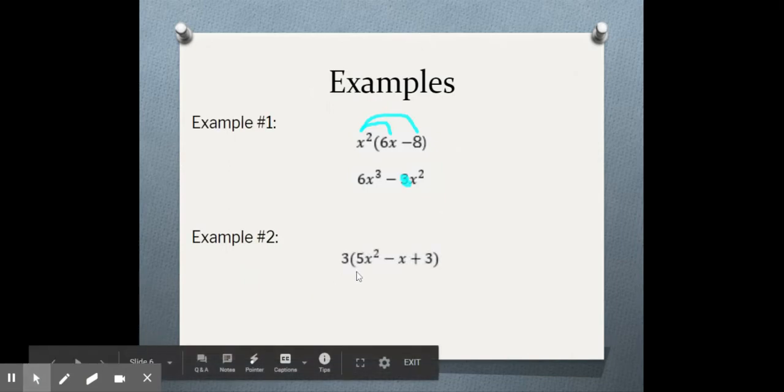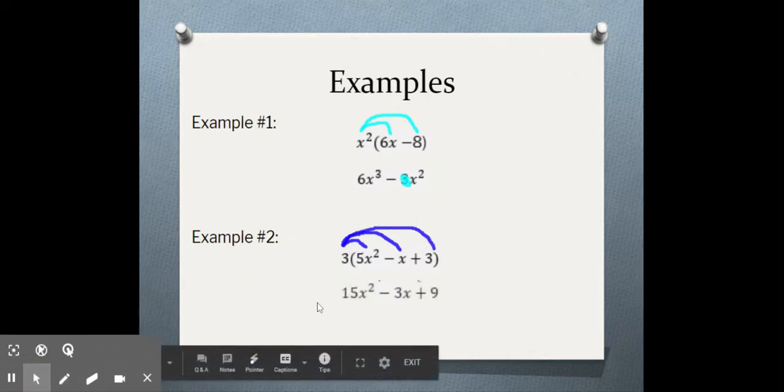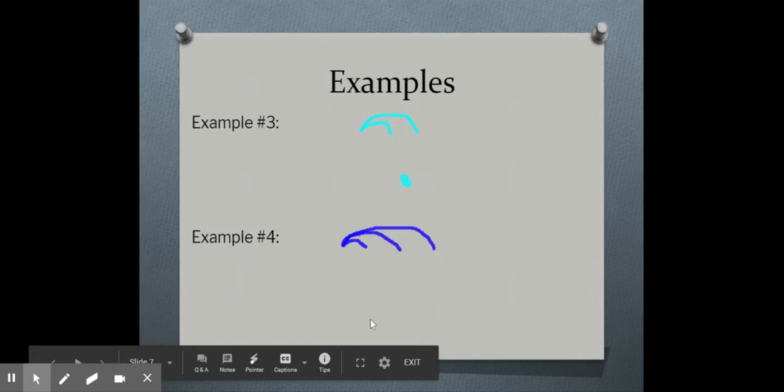Our second example, we're still multiplying that monomial, but this time by a trinomial. There's 3 terms inside the parentheses there. So now I'm going to distribute the 3 to the 5x squared. Then we have a 3 times negative x, and then the 3 times 3. So when I distribute those, I should have a 15x squared. 3 times a negative x should be negative 3x, and then 3 times 3 should be a positive 9. Make sure that we're in standard form there. We have our highest degree all the way down to our lowest degree.